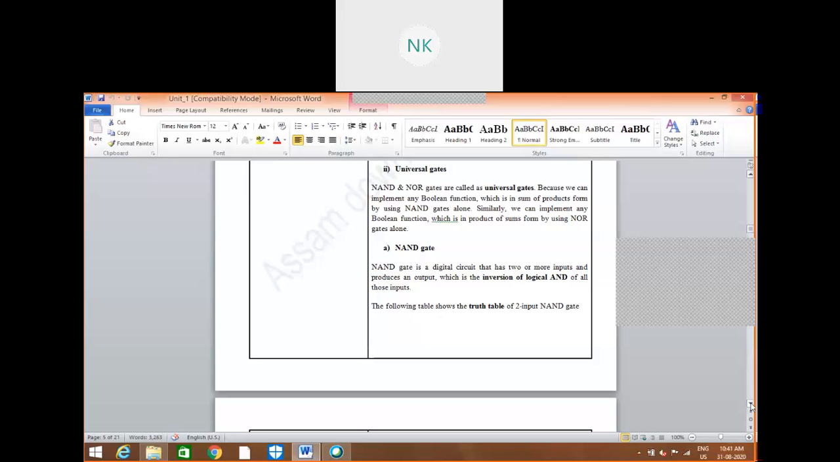If we want to make the sum of product form, then we can use the NAND gate. And if we want to make the product of sum form, then we can make it by using the NOR gate. Don't be confused. We will be doing this by taking an example. So don't be confused with my language. So basically, a universal gate is a gate from which we can make any gates. That's why it is known as universal gate. Clear? Okay.